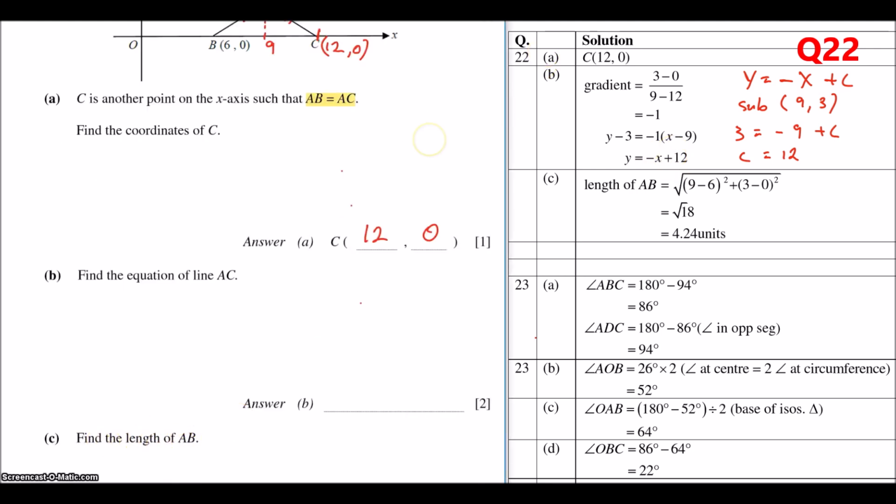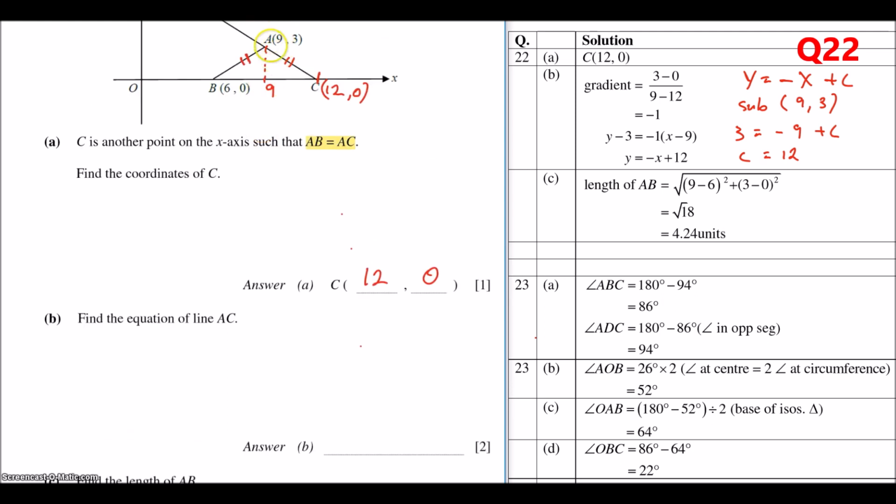So let me scroll this up a bit. So you have A here, B here, and again, for both of the points you have the coordinates. So this is a straight substitution into the formula, and you'll get the answer straight away. So thank you. Question 23.